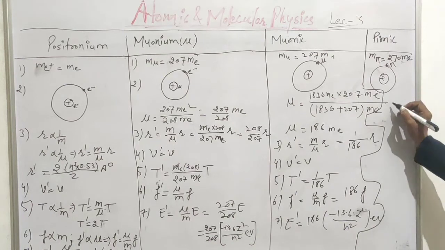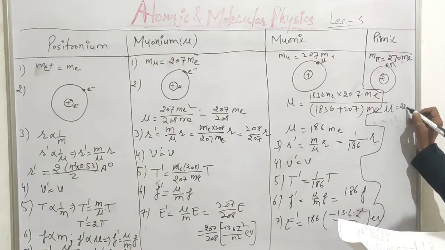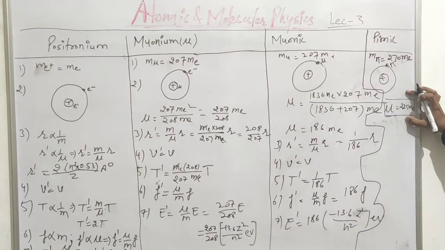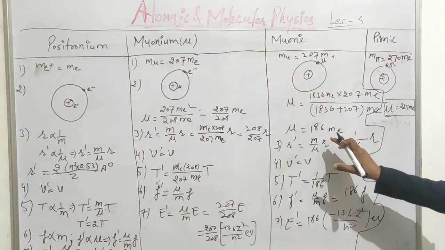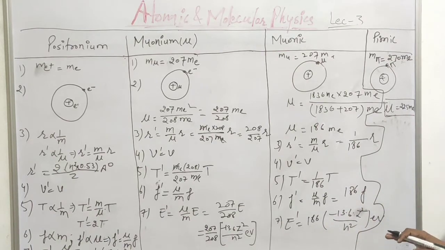So here the reduced mass for the pionic system comes out to be 225 times the mass of the electron. By using this data, we can easily find the value of radius, velocity, time period, frequency and energy.